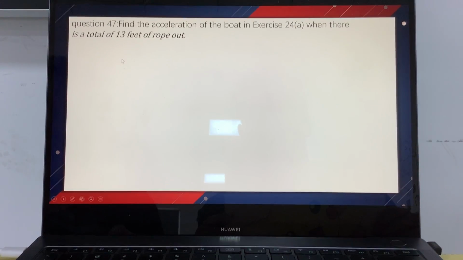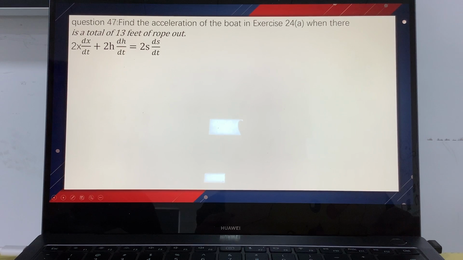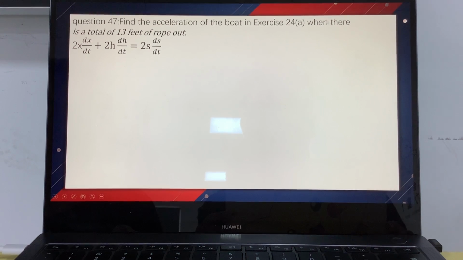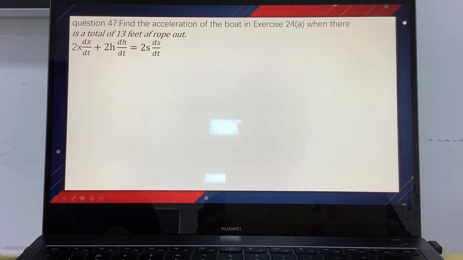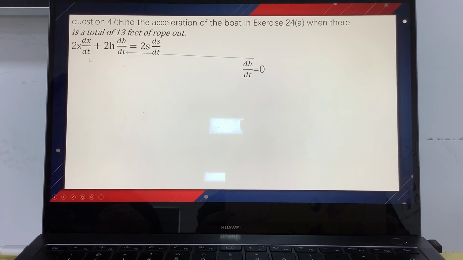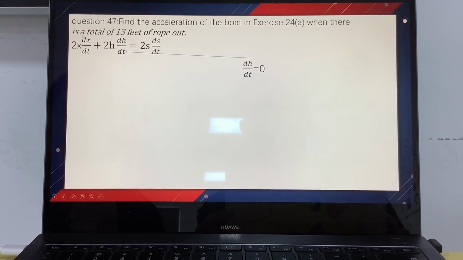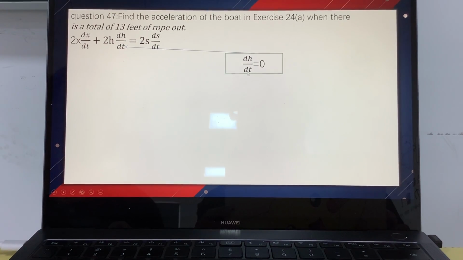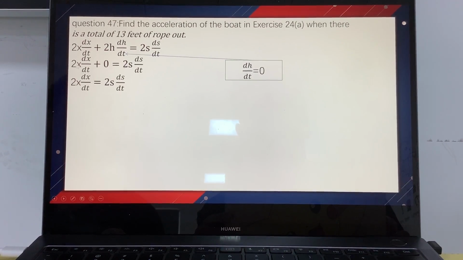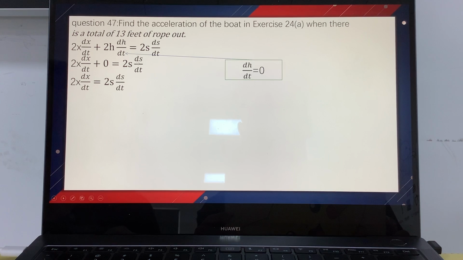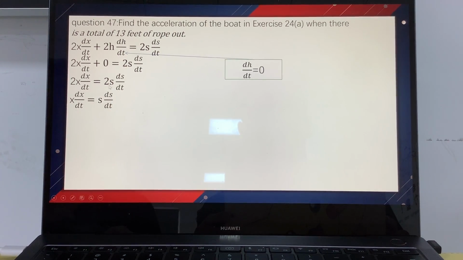Then find the answer of question 47. Find the acceleration of the boat in exercise 24 when there is a total of 13 feet of rope out. The equation is 2x dx/dt plus 2h dh/dt equals 2s ds/dt. And the basic information is dh/dt equals 0. So we can find that 2x dx/dt plus 0 equals 2s multiplied by ds/dt. So they are similar. Oh, no, they are totally the same.